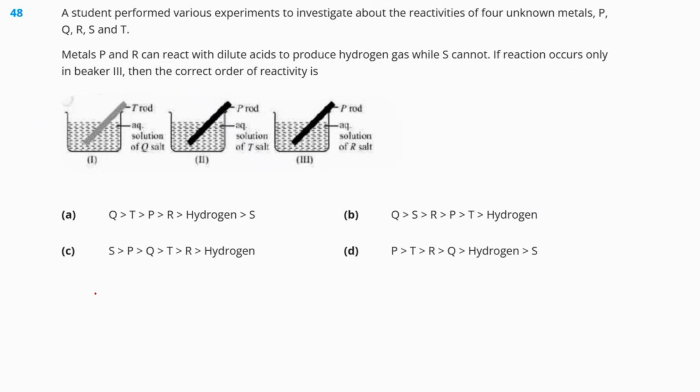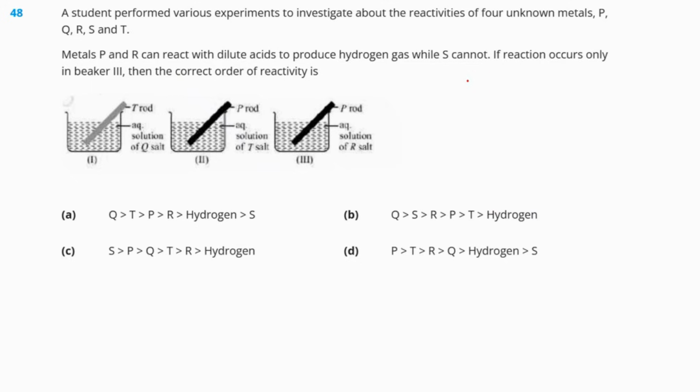So here we can understand that P reacts with acid, that means P is more reactive than hydrogen. And R also reacts with acid, that means R is also more reactive than hydrogen. So P and R are more reactive than hydrogen. S does not react with acid, so S is less reactive than hydrogen. From here, we can understand this.